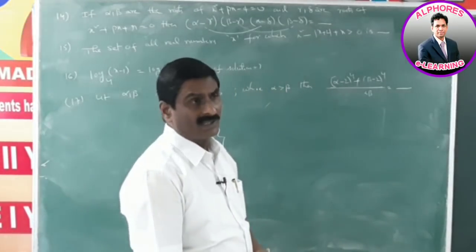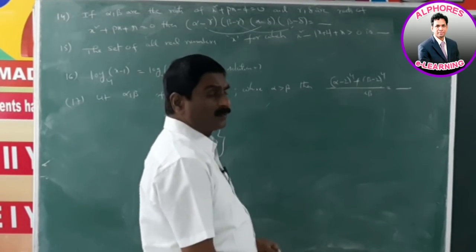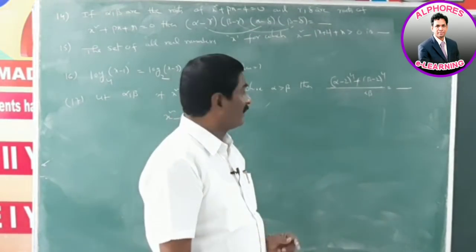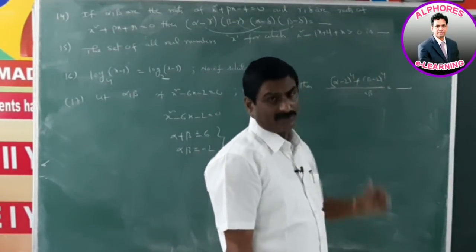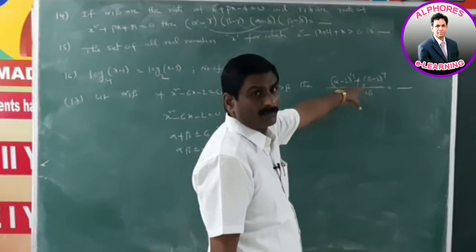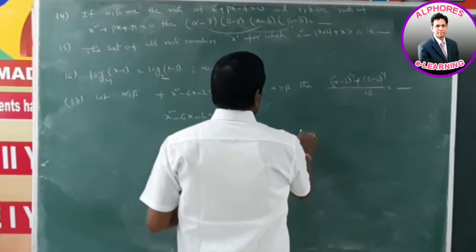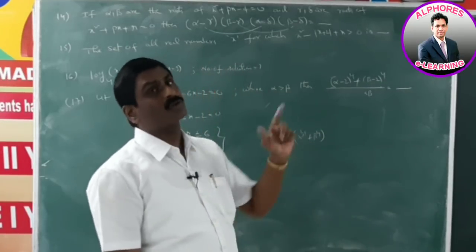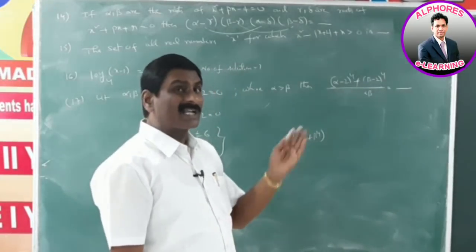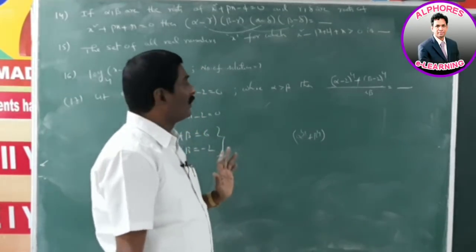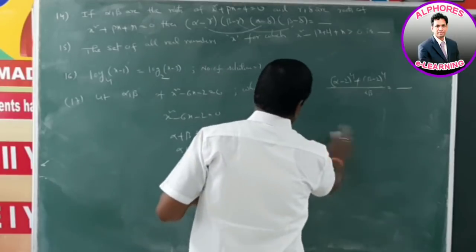Next, we find the value of alpha minus 2 whole power 4 plus beta minus 2 whole power 4. Alpha minus 2 whole power 4 means alpha minus 2 whole square, whole square. That means we get alpha power 4, beta power 4. Alpha power 4 plus beta power 4 means alpha square plus beta square whole square minus 2 alpha square beta square. Reduce these values into alpha plus beta and alpha beta terms. So it can be done in the following way.